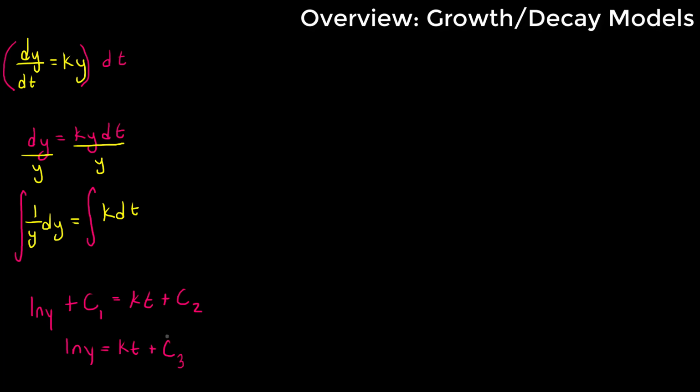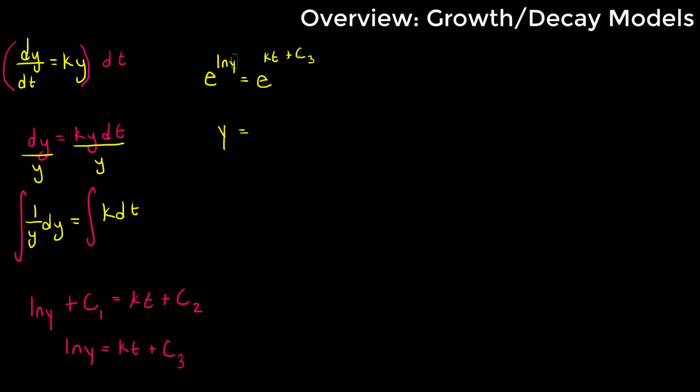Now, to finish this thing off, I'm going to raise each side. So I'm going to do e to the power of ln and then e to the power of all of this. So that'll leave me with e to the power of ln y equals e raised to the power of kt plus my third constant. Now, remember, using our properties of logarithms, note that if we have a base raised to a logarithm whose base is the same as our base, the argument is the answer. And so this can be reduced to y.